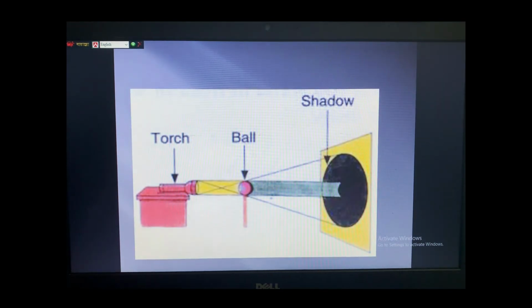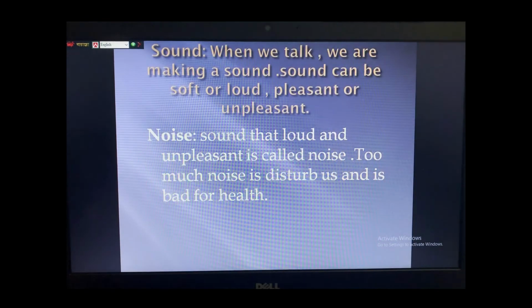A shadow is always on the opposite side of the light. Here, the source of the light is on my left-hand side and the shadow of the ball is falling on my right-hand side, so a shadow is always on the opposite side of the light.